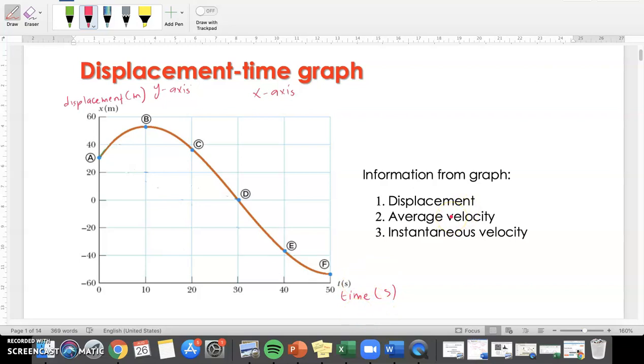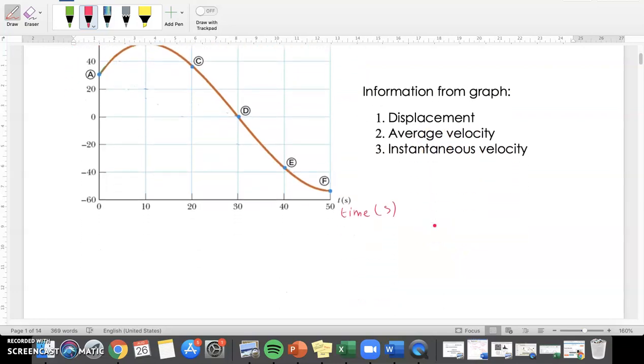The only problem is when you don't label it, then I don't know what you're doing and I can't give you marks, and that's the end. Okay, let's continue. The information that we can get from this graph is displacement, average velocity, and instantaneous velocity. Let's take a look at how that is possible.